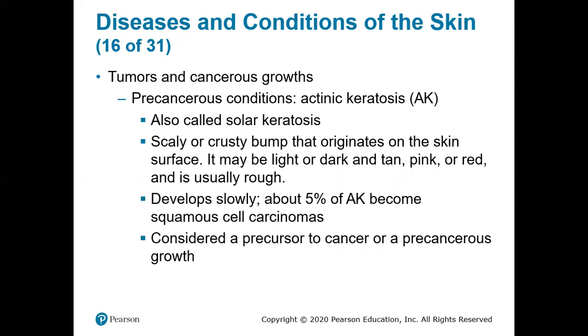Precancerous conditions such as actinic keratosis, or AK, also called solar keratosis. This is characterized by scaly or crusty bumps that originate on the skin surface. It may be light or dark and tan, pink, or red, and is usually rough. It develops slowly. About 5% of AK becomes squamous cell carcinomas, so it is considered a precursor to cancer or a precancerous growth.